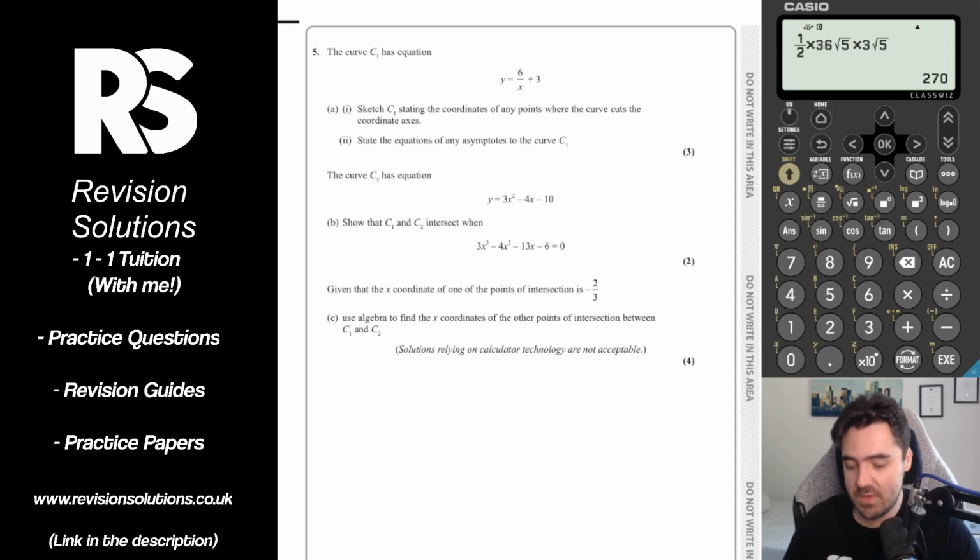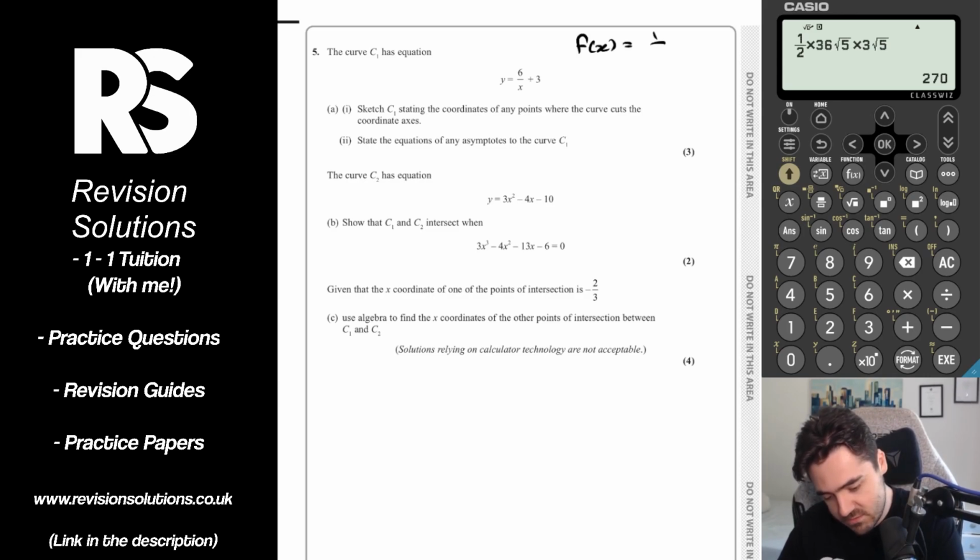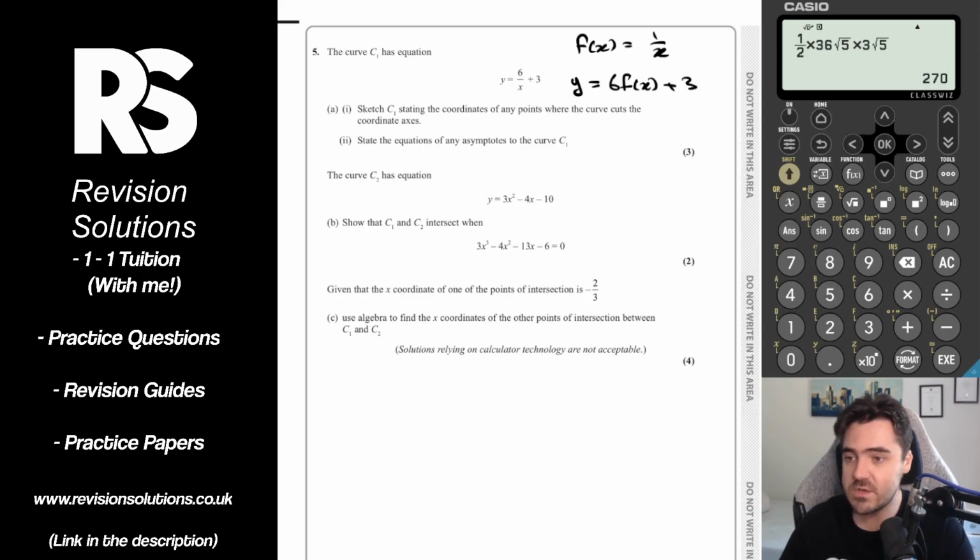Well, for me, I like to think of that as a 1 over x graph that's being transformed somewhat. So if we start with f of x equals 1 over x, to get 6 over x, we just have to multiply the function by 6, so that would be 6 lots of f of x. And then we need to add 3. So as graph transformations, we've stretched all the y coordinates by 6, and then shifted it up by 3.